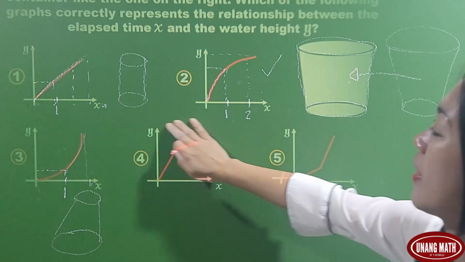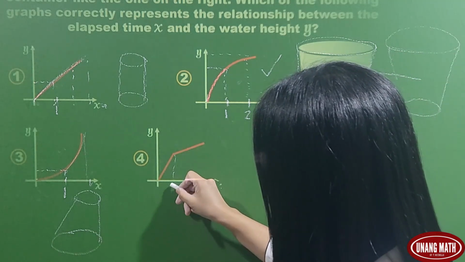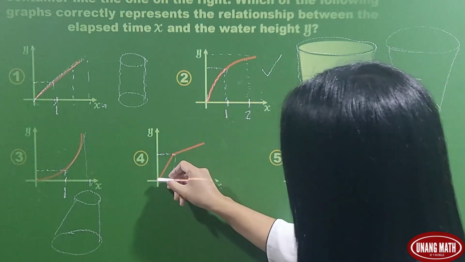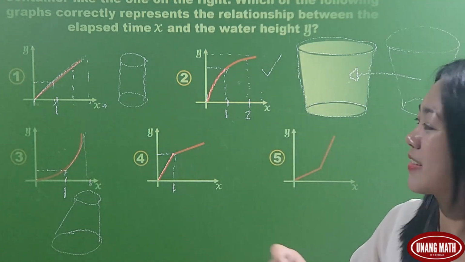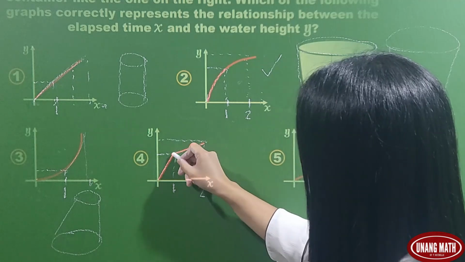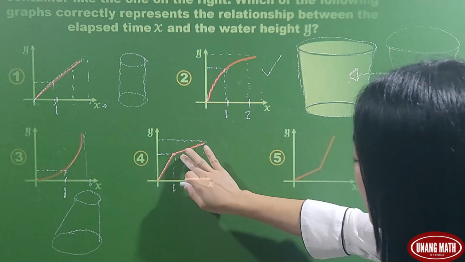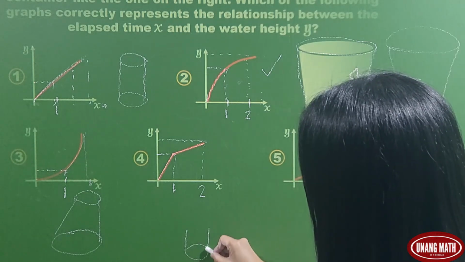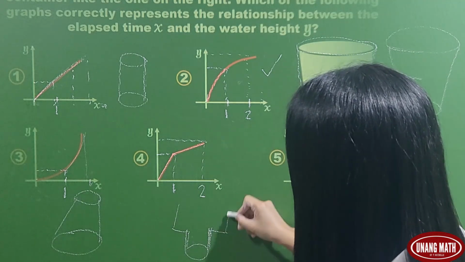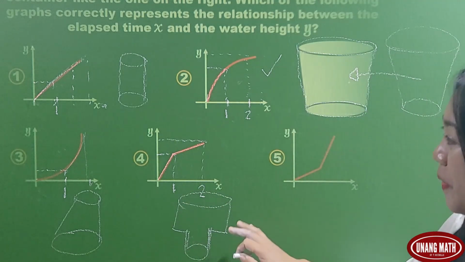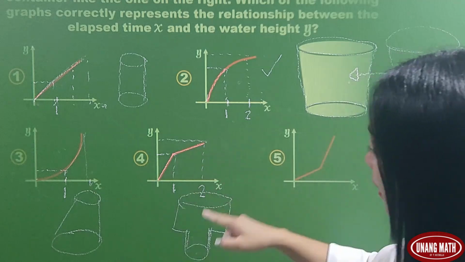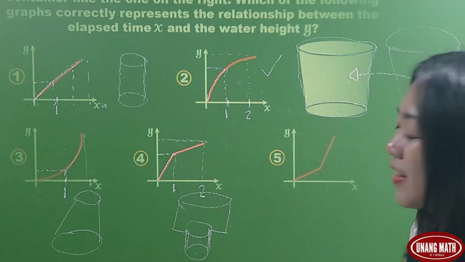Okay, what about this fourth graph? Okay, this is 1 hour, let's say for example, and the level or the height of the water increases very fast. And from this point, let's say in 2 hours, it also increases, but it slows down. Okay, it means that the bottom part of the container is smaller. And then this top part is bigger because it increases very fast at the first hour and it slows down in the second hour. So the container, okay, looks like this.